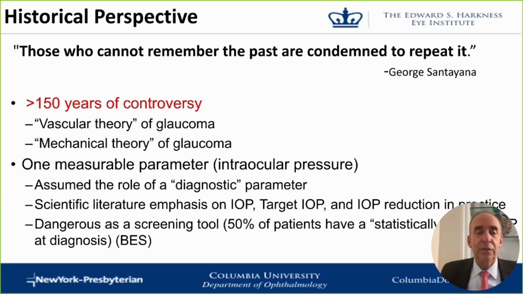They're not particularly relevant for this. To understand this question, we need to remember the historical implications of prior research. There has been 150 years of controversy surrounding the vascular theory of glaucoma and the mechanical theory of glaucoma. Some ophthalmologists have believed that this disease is primarily pressure-driven, and others have believed that vascular supply plays a strong role. Unfortunately, we have only one measurable parameter, and that is intraocular pressure. Over time, this has assumed the role of a diagnostic parameter. There's a lot of scientific literature on intraocular pressure, target IOP, and intraocular pressure reduction in clinical practice. But this is dangerous, as we know, as a screening tool, for approximately 50% of patients have a statistically normal pressure at the time of diagnosis.